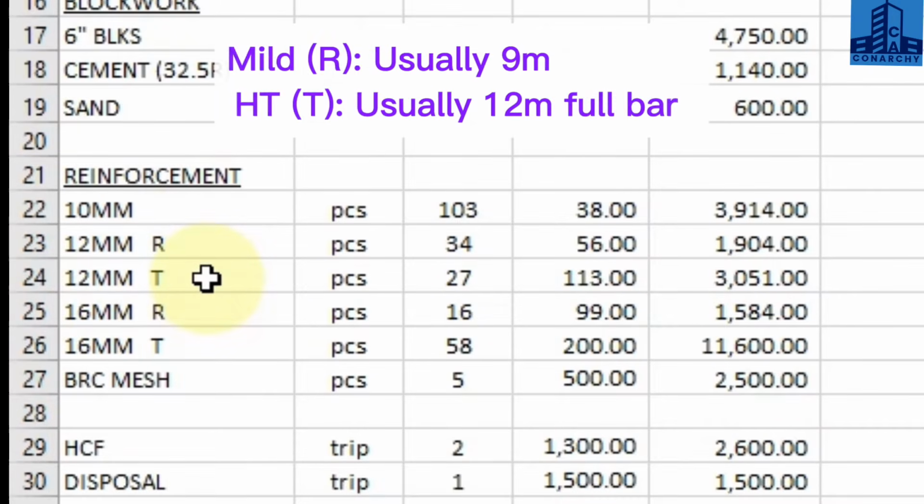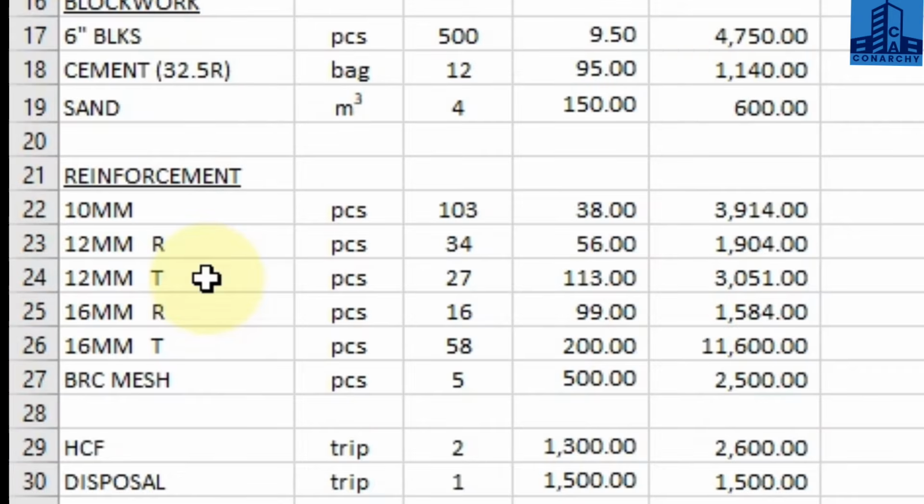The high tensile is much stronger than the mild steel. The mild steel is soft, not soft per se, but compared to the high tensile it has a lower tensile rate. So in terms of storey buildings, we try to use the high tensile, but we're actually trying to use the various reinforcements to also look at the cost. So 10 mm, 12 mm R, mild steel, 12 mm T.